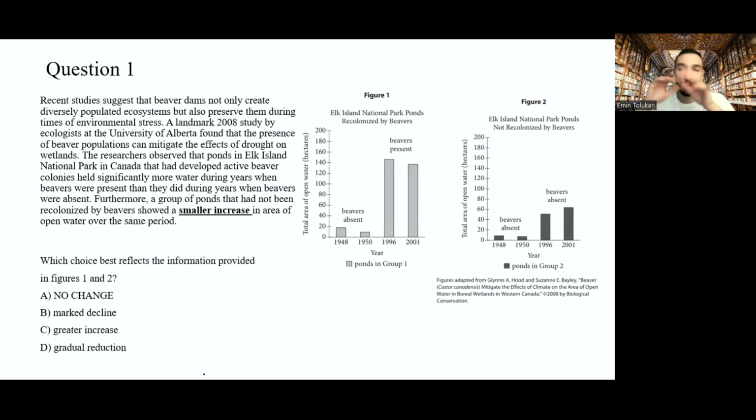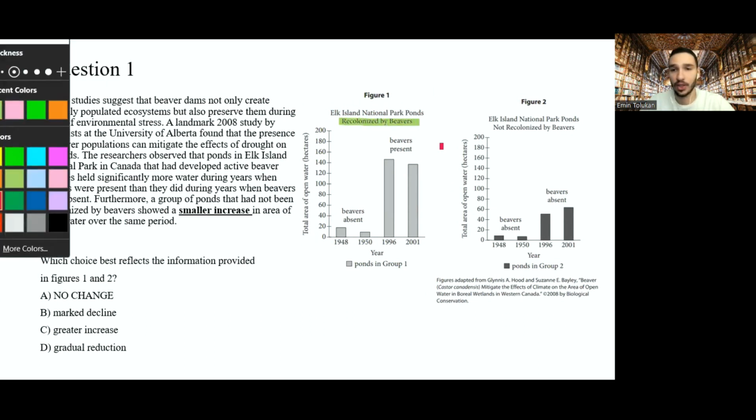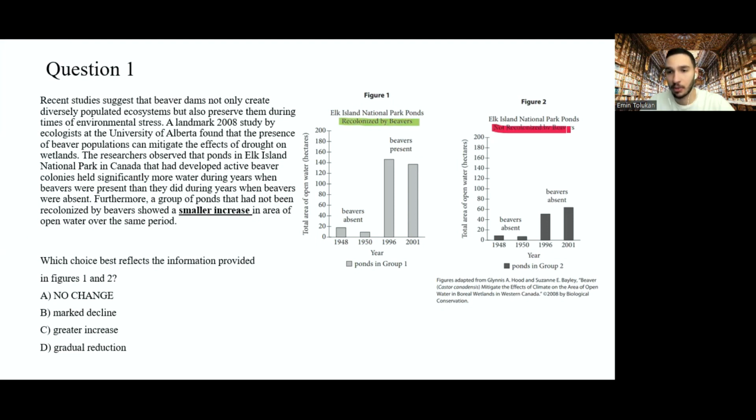Okay, I hope you have been able to pause the video and read the labels and the title, and I hope you understand the difference. The difference between the two figures is that figure number 1 tells me about ponds that were recolonized by beavers, and the second figure tells me about the ponds that have not been recolonized by beavers. And as we can see, when the ponds are recolonized by beavers, the beavers are present. That means they came back to those ponds. There was an increase, and a very dramatic increase, in total area of open water.